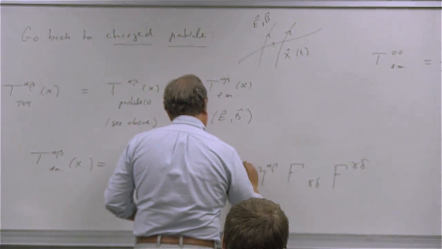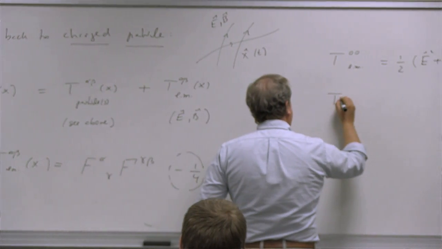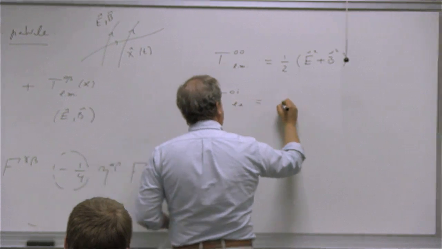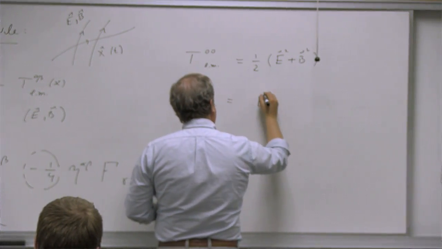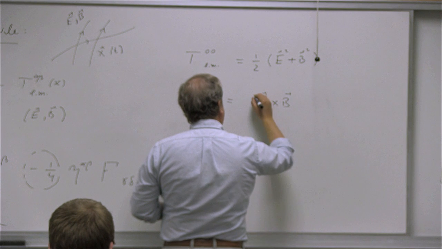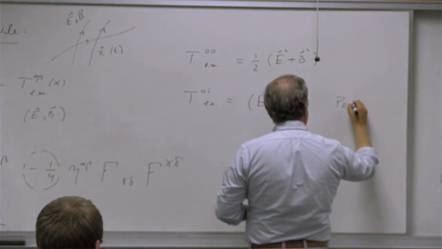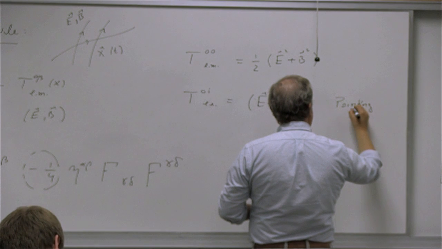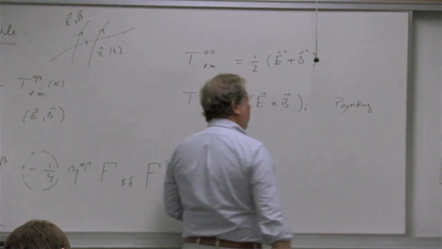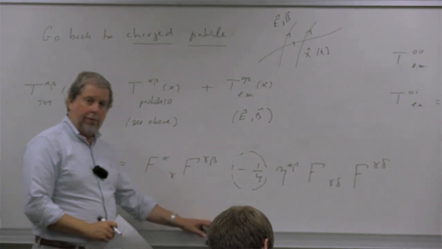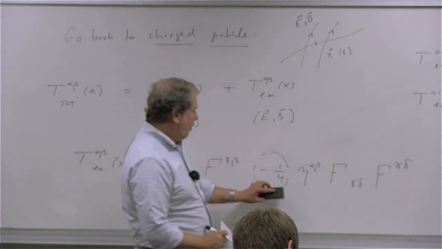And of course, the other thing that we know is that T naught i of electromagnetism is equal to E cross B, the ith component. This is the so-called Poynting vector, right? So we know that as well. So that uniquely fixes the relative signs, okay?